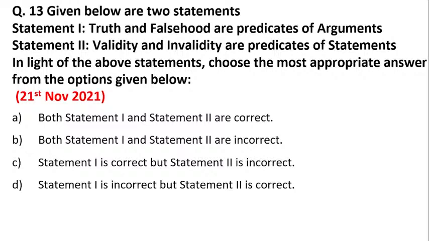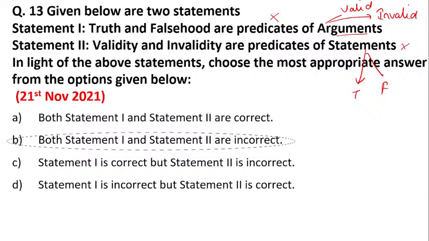Truth and falsehood. Remember the first question that I have taken in today's class. Truth and false is not said with respect to an argument. Whenever you see the word argument, an argument could be either valid or invalid, and a statement could be either true or false. So truth and falsehood are predicates of an argument? No, truth and falsehood are predicates of a statement. So this is incorrect. The second is also incorrect. So the right answer is both 1 and 2 are incorrect. Question number 13, both of them are incorrect. Whenever you talk about an argument, students, it could be valid or invalid, and statements could be true or false.